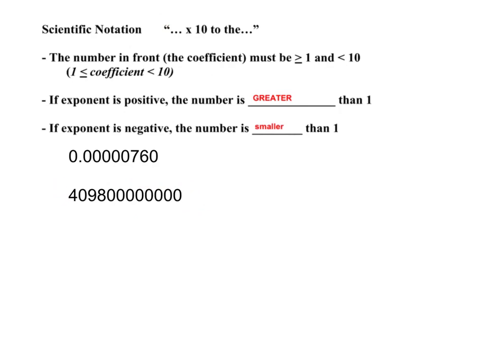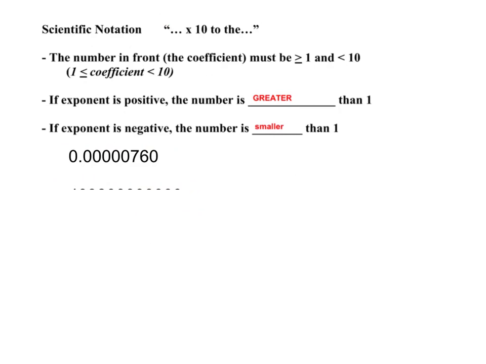And if the exponent is negative, then we're representing a number smaller than 1, but greater than 0. So it's a decimal number that we're using to represent. So let's take a second and look here at the numbers given. What we want to do is move our decimal left or right until we can form a number that is between 1 and 10.